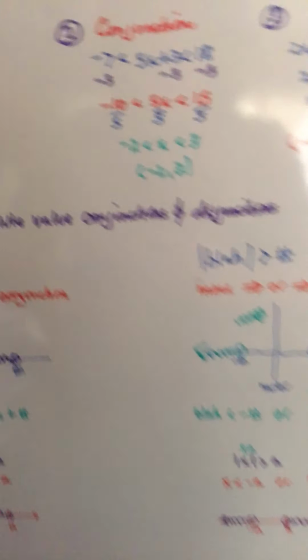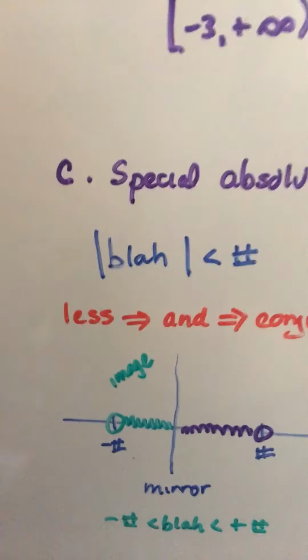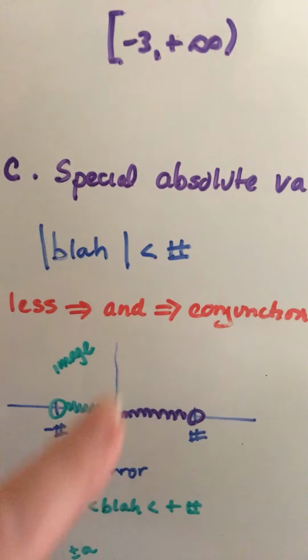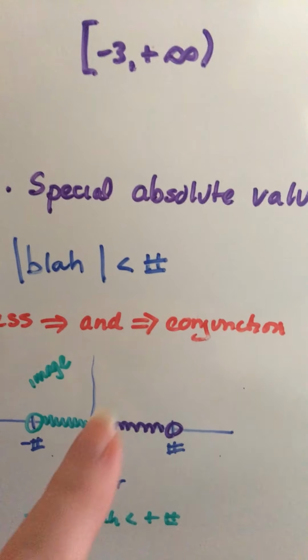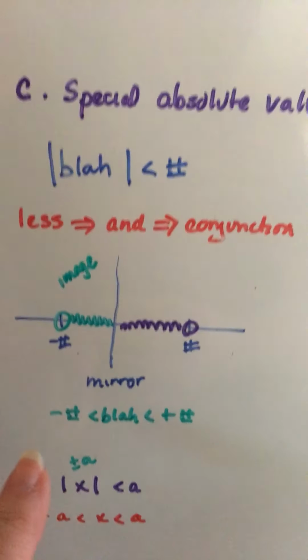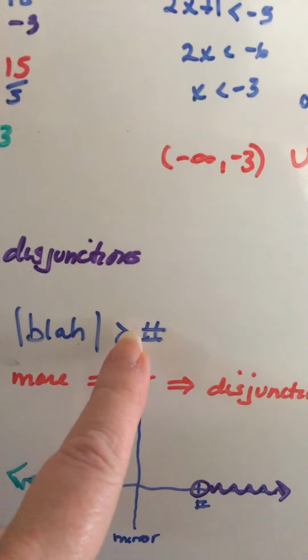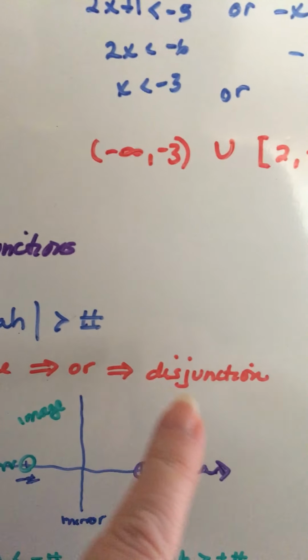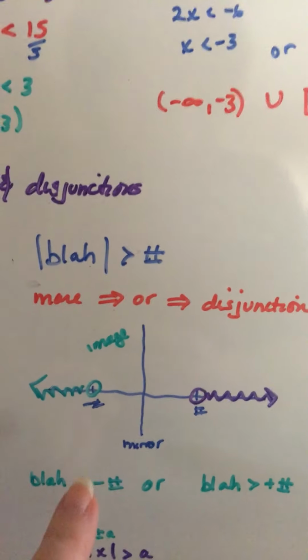Some books just want you to memorize what your answer is. They'll give you a theorem. But there's two ways to think of it. One is that this is a less than. Less means "and," so it's a conjunction. So I would get the squeeze play. The other is that greater than is more, which is "or," which is the disjunction. So I get the left end and right end.